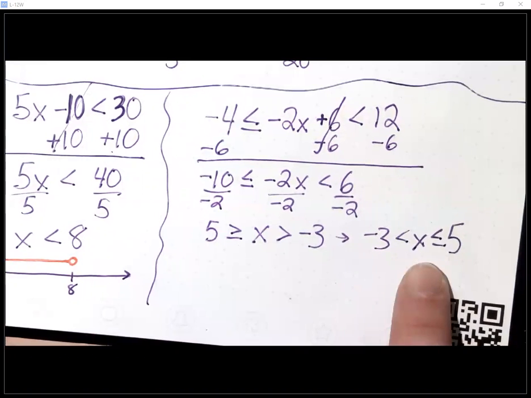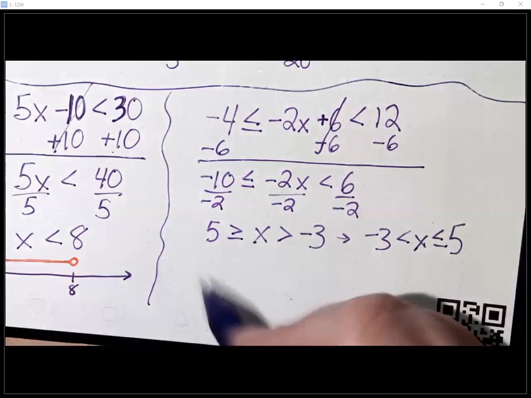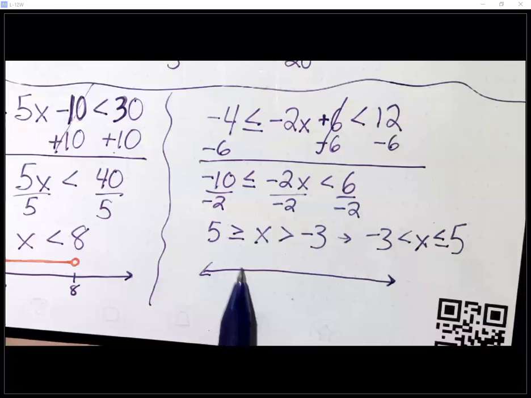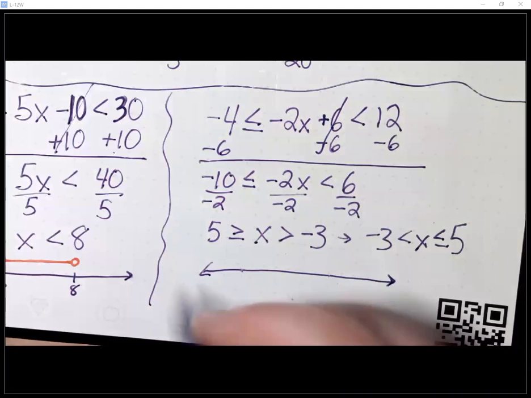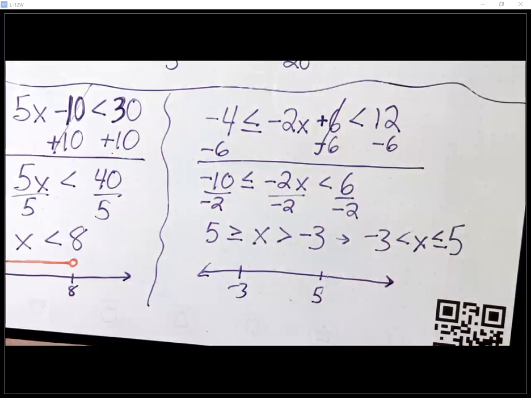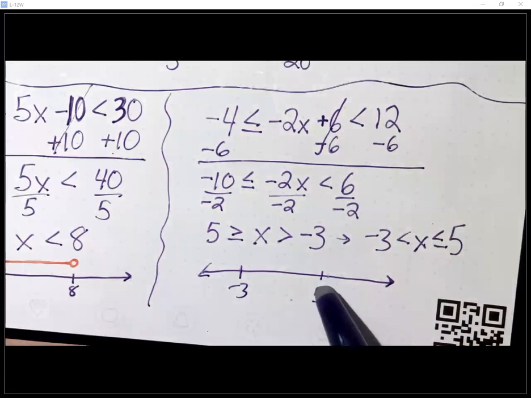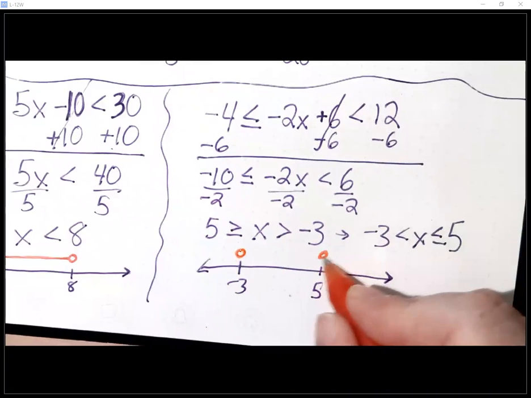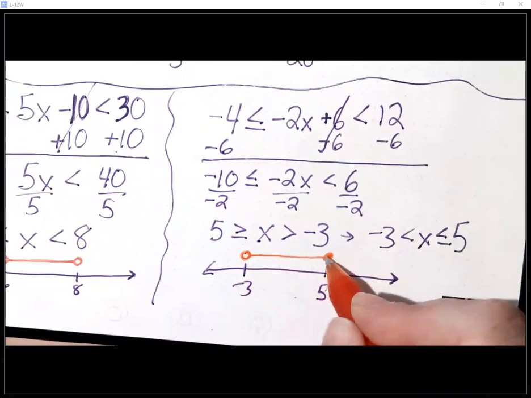You still do that over here, but you'd have to be careful on your number line. I can't tell you how many times kids will try and put the 5 here and then the -3 here. That's not how number lines work, right? The negatives always go on the left side. And the positives go on the right side. But now I'm set up. What kind of a dot should I put at the -3? Open. And then at the 5, it's going to be closed. And I shade in between. And there we have it.